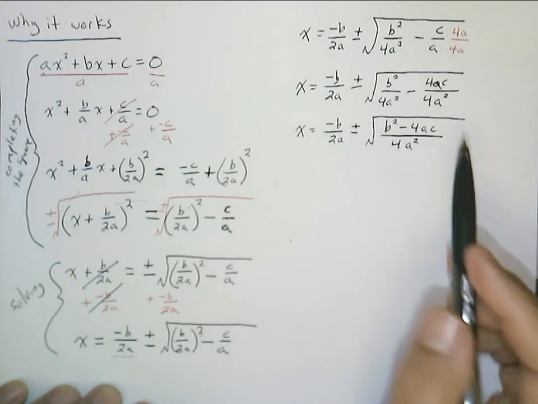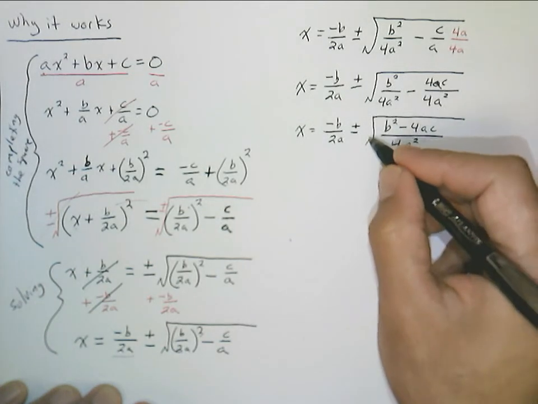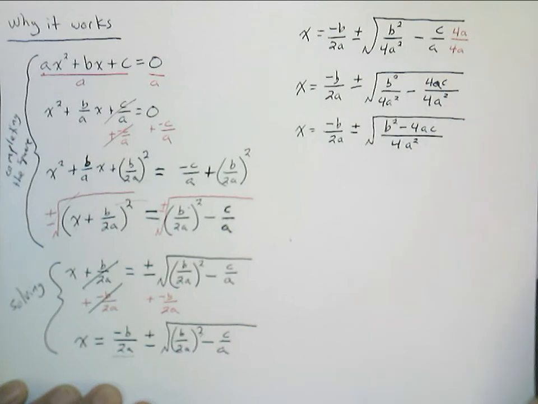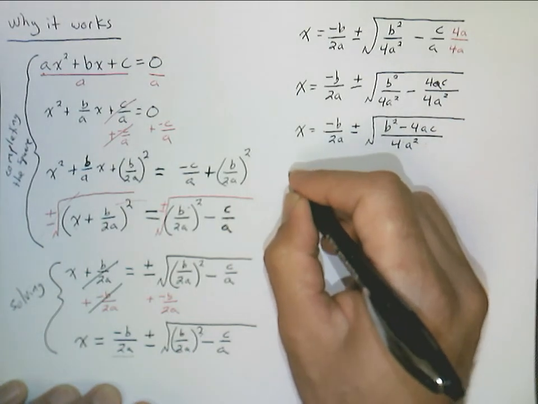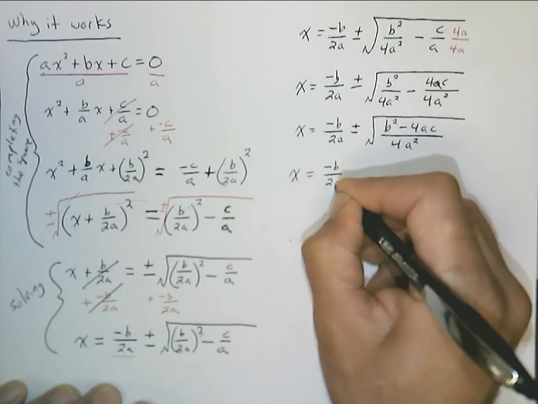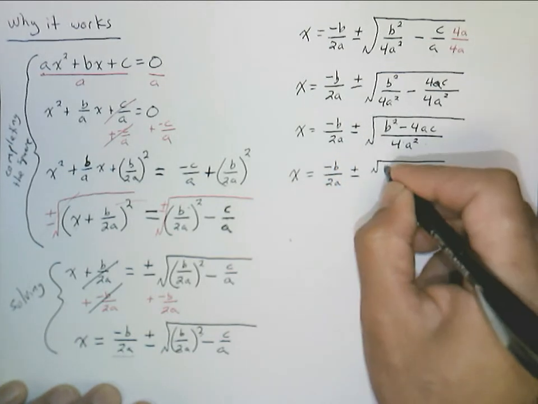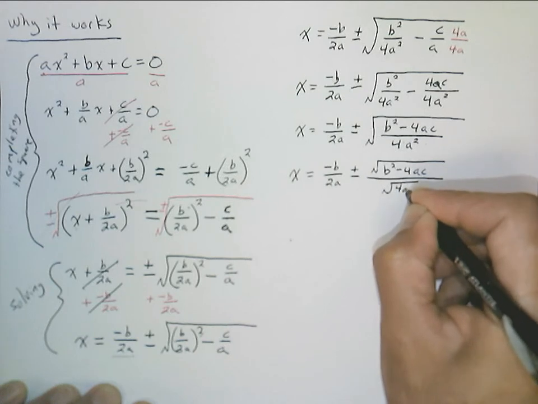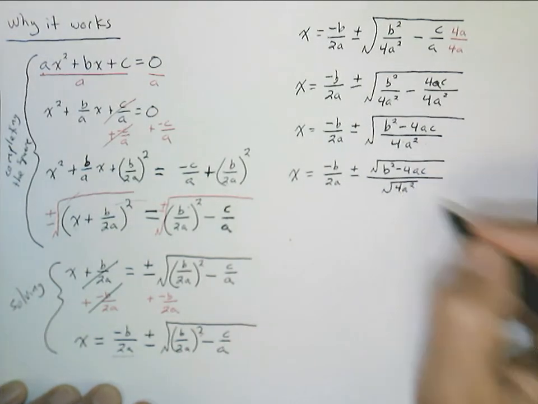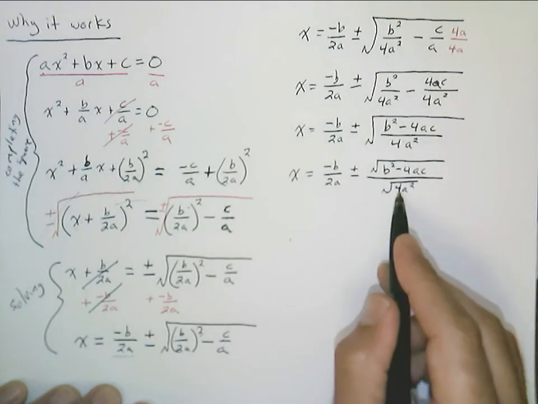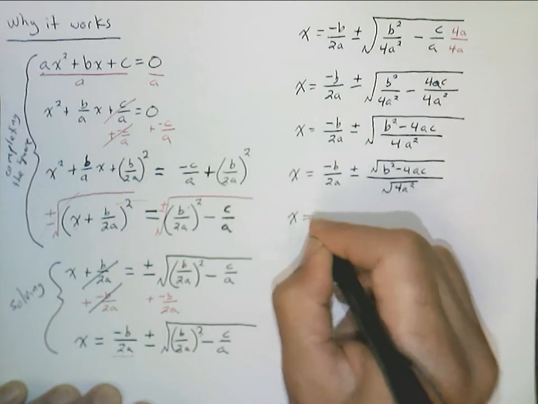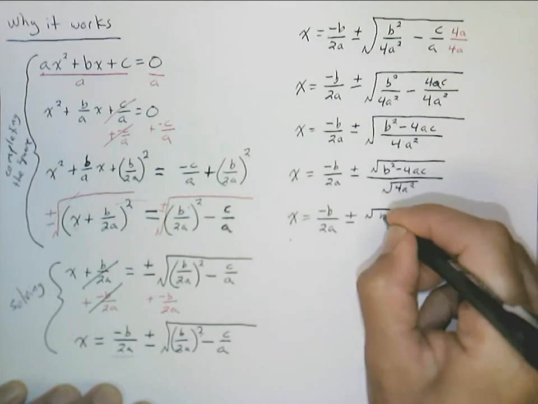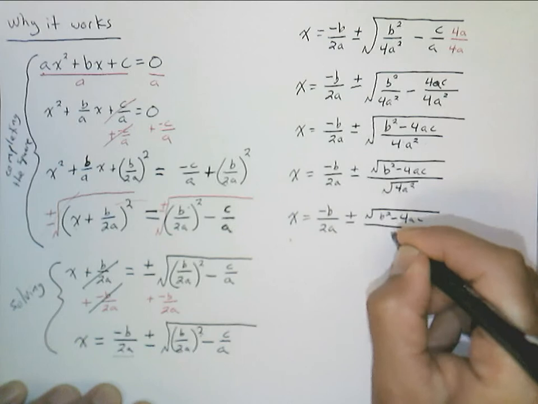Now we see the discriminant showing up again. Now we've got the square root of this quotient. We can therefore distribute the square root to both the numerator and the denominator. And so we have x is equal to negative b over 2a plus or minus, the numerator is going to be the square root of b squared minus 4ac over the square root of 4a squared. Oh, but great, the square root of 4a squared, and this is a product, so we can distribute the square root to both the 4 and the a squared. So now x is equal to negative b over 2a plus or minus the square root of b squared minus 4ac all over 2a.